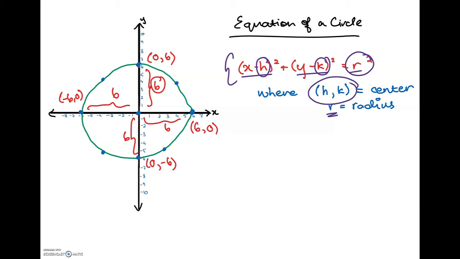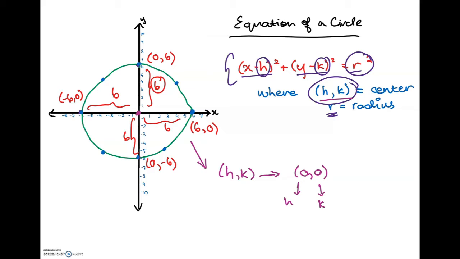So now we're going to want to write the equation of this circle. Let's first note down h comma k. h comma k is your center. From this graph, we know that this central point is 0, 0. So that means h is 0 and k is 0.